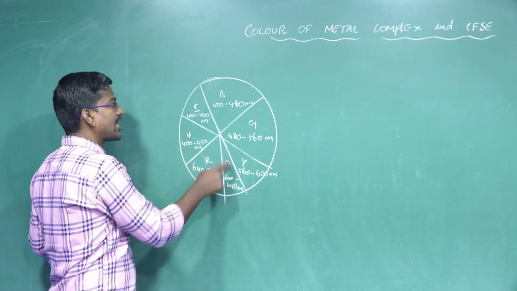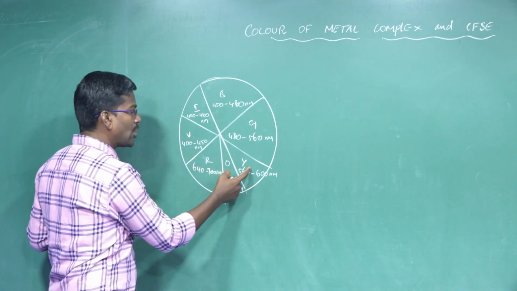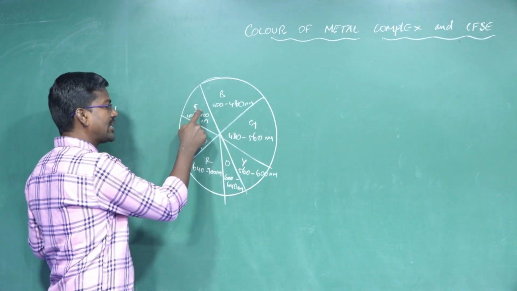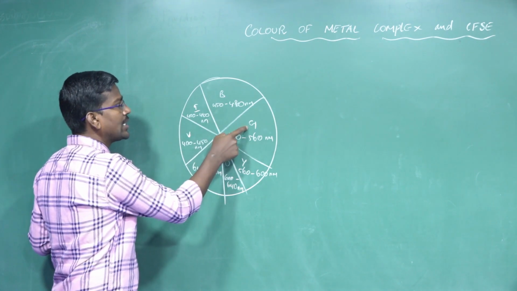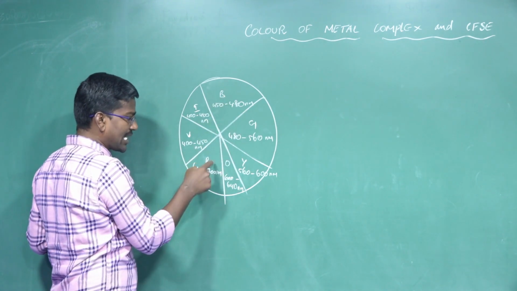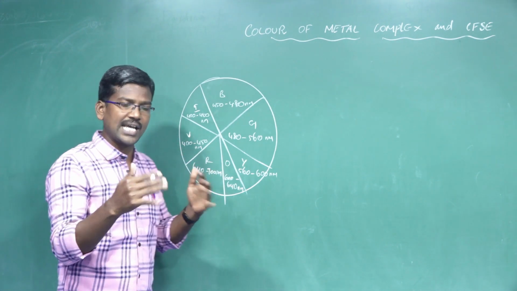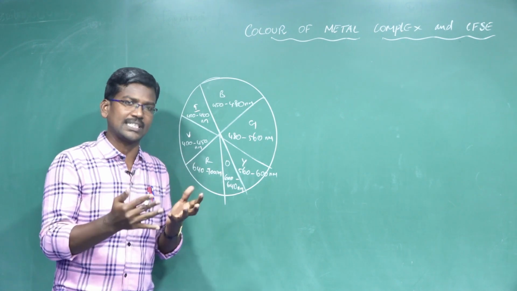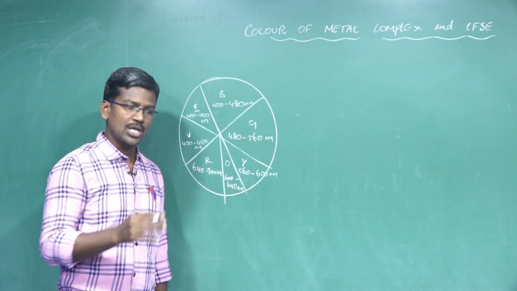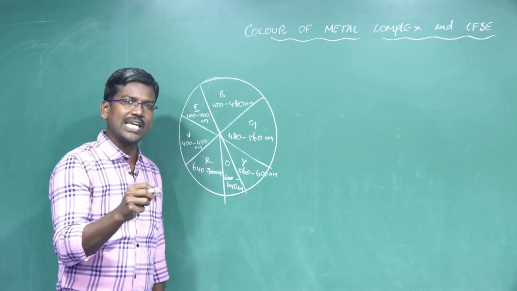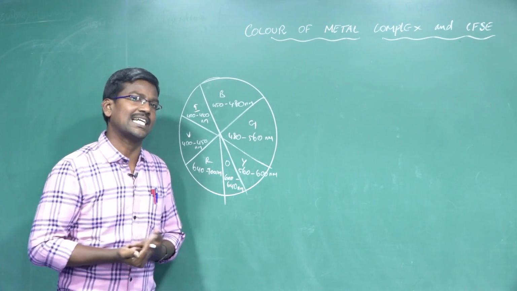Orange is a complementary color of indigo and blue. Green is a complementary color of violet. Yellow is a complementary color of indigo and violet. Red is a complementary color of blue and green. Blue is a complementary color of red and orange. So in the color wheel, the colors on opposite sides are known as complementary colors. The substance absorbs one color and exhibits the color opposite to it.